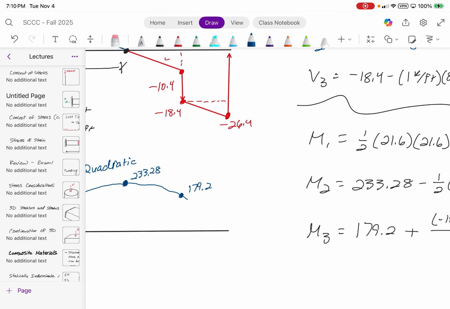And how does this look? Again, it should be quadratic.